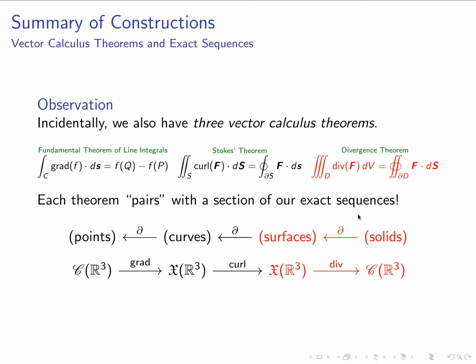Well, when we take the boundary of that solid domain, we get a surface. So the boundary is a surface. And what the divergence theorem says is that if we were to integrate the divergence operator over the original solid, that's the same thing as taking the original field and calculating its flux over the boundary surface. So in each vector calculus theorem, we can study that theorem by comparing which part of our exact sequence the theorem corresponds to.